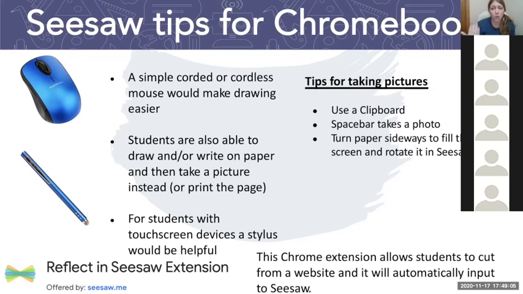Another suggestion with worksheets and things is do them on the paper. Have your child do some writing in their notebook and then just take pictures and submit it on Seesaw if you're really trying to get them off of the device as much as they might be on it. And then there is Reflect and Seesaw that sometimes the older grades use. It's a Chrome extension that you can download, and it will allow you to take a snippet from a website and automatically put it into Seesaw for an activity. So that's another thing that might be helpful with some assignments.